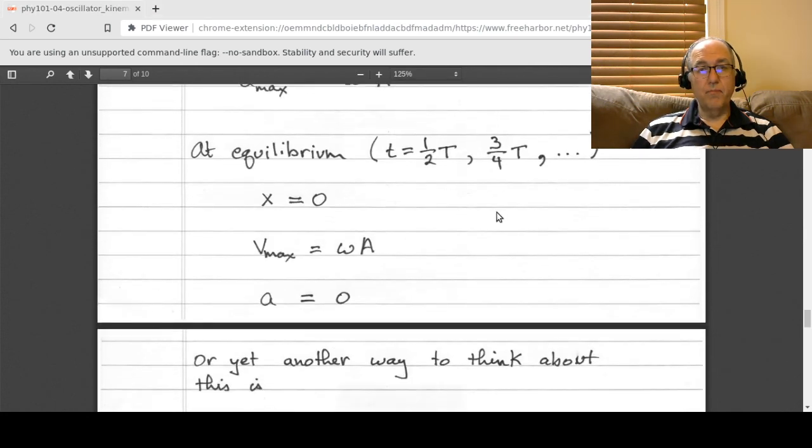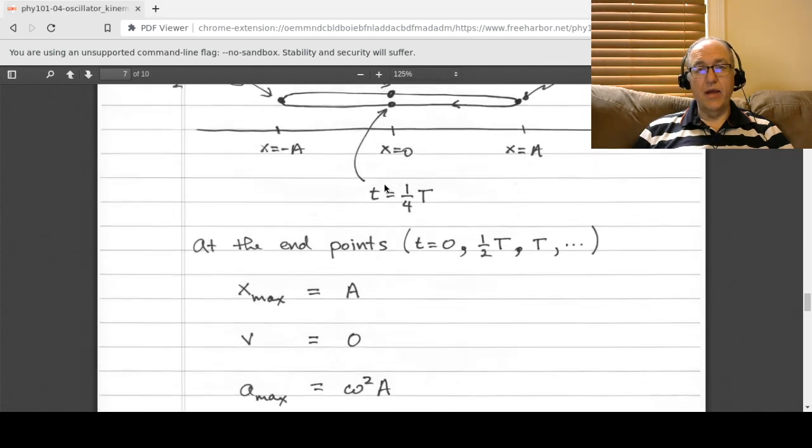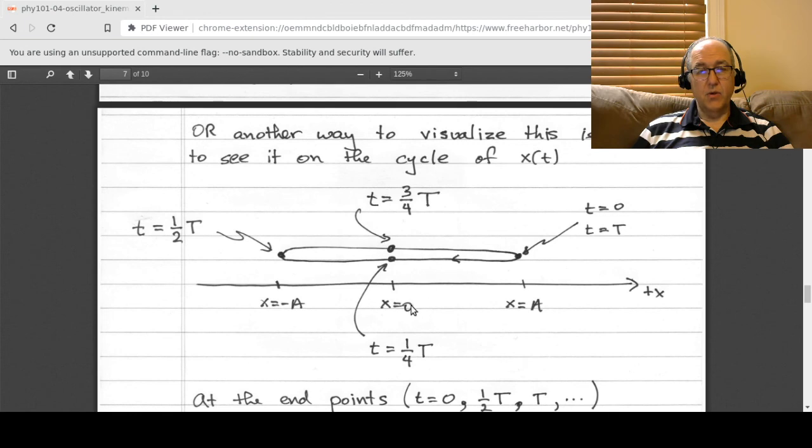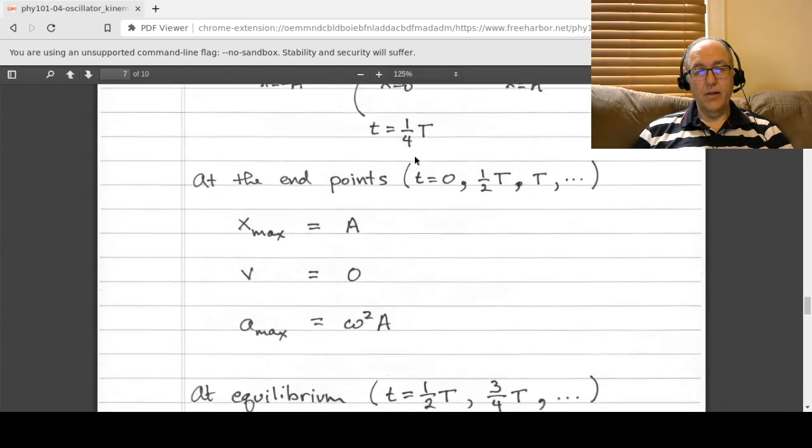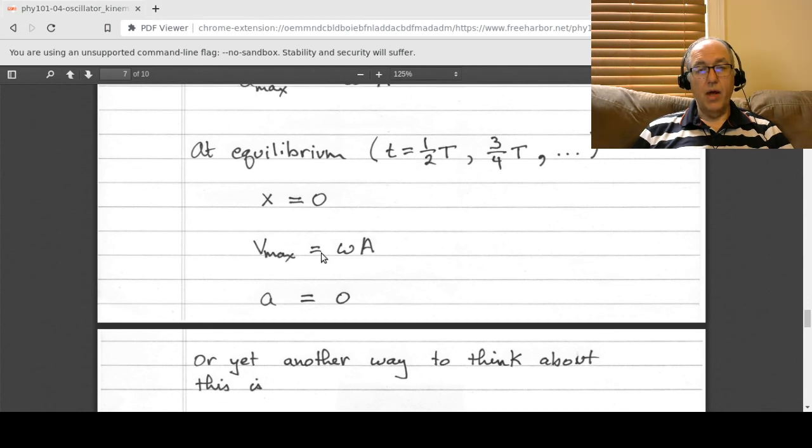Well, at equilibrium, this is at a half of the period, 3/4 of the period, and so on. I'm sorry, this should be 1/4 of the period. I apologize, I realize that's a mistake. So that's a quarter of the period, 3/4 of the period. Let's look at the diagram again so that we're not going to make any mistakes. So we're at a quarter of the period or 3/4 of the period. When we're at equilibrium, by definition, x is equal to 0.